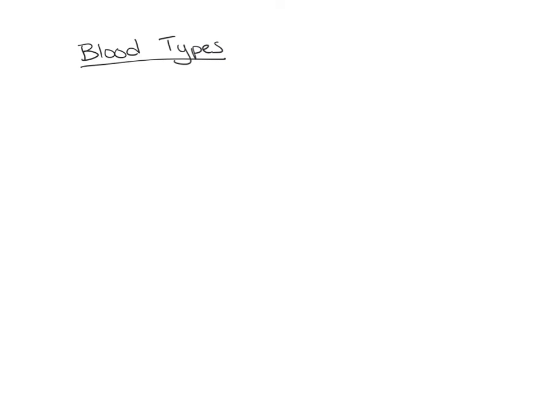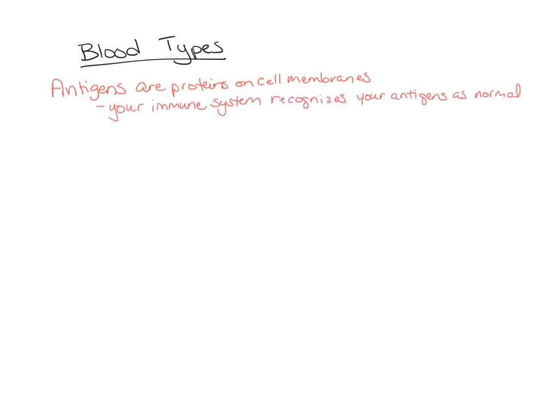And first we're going to talk about antigens. Surface antigens are proteins that are on the surface of all the cells in your body. These antigens are substances that your immune system recognizes as normal. So your immune system won't attack your cells because it sees these antigens as being normal.